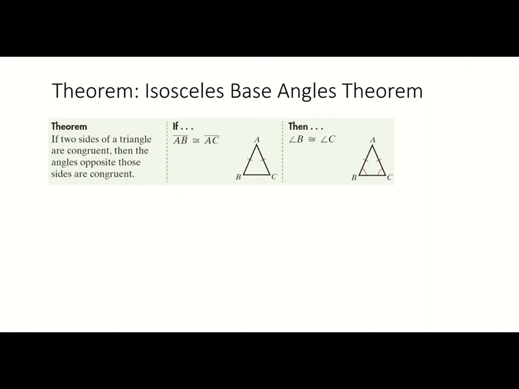Next, we're going to look at a couple different theorems for isosceles triangles. And the first theorem is the isosceles base angles theorem, and that says if 2 sides of a triangle are congruent, then the angles opposite those sides are congruent. So that means if you have an isosceles triangle and you know 2 sides are congruent, then those 2 base angles, as we called them before, are always going to be congruent.